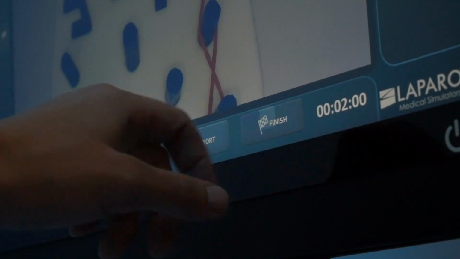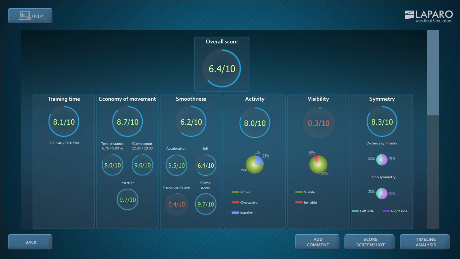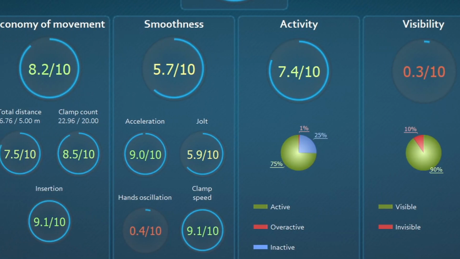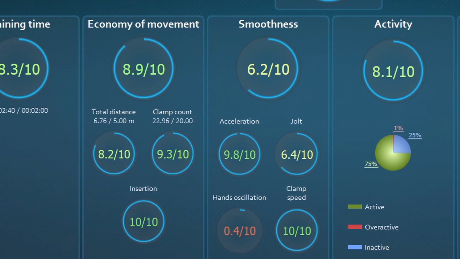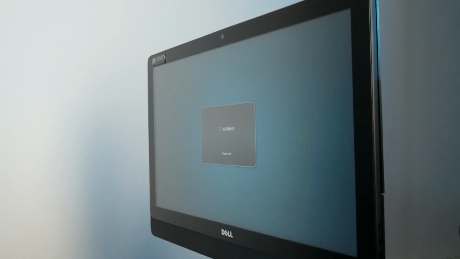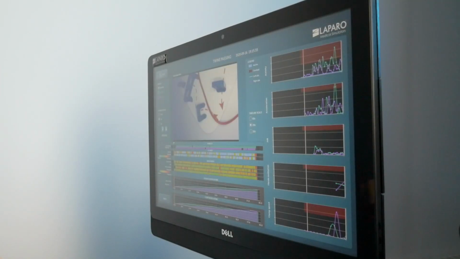After completing training, a score breakdown screen will be shown. Here, the student can see his main score as well as various score components. After reviewing the score, the user can enter the timeline analysis interface.